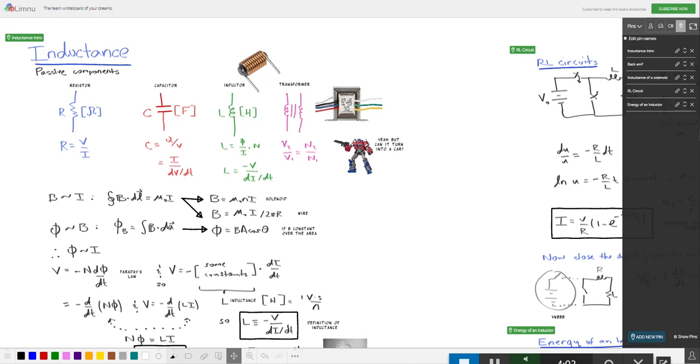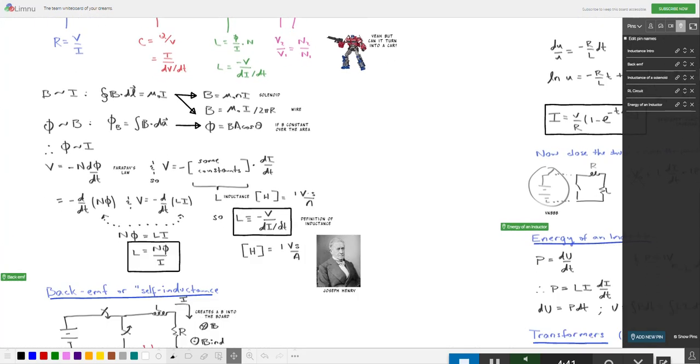Alright, that means that we can take Faraday's law of V equals minus d phi dt and write it in a different way. If flux is equal to some constants times I, then I can take those constants out of the derivative, and I just get V equals minus a bunch of constants that just depend on geometry times dI/dt. Now if I just redefine all these constants as L, this is my proportionality constant between voltage and the changing current, then I have this definition for inductance, and the SI unit for inductance is the Henry, named after this guy, Joseph Henry.